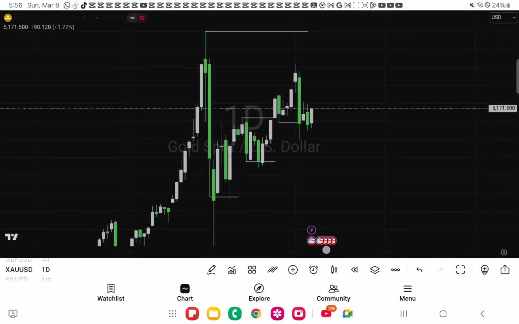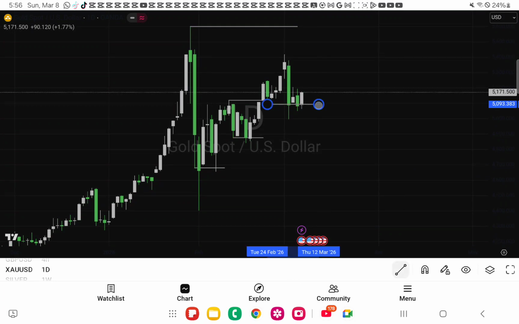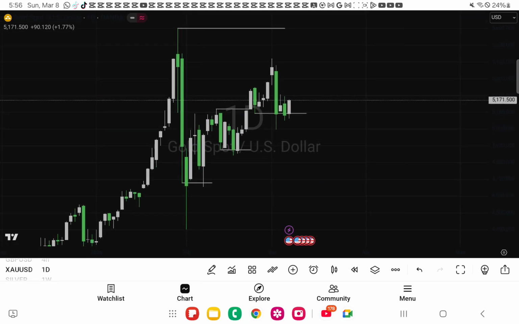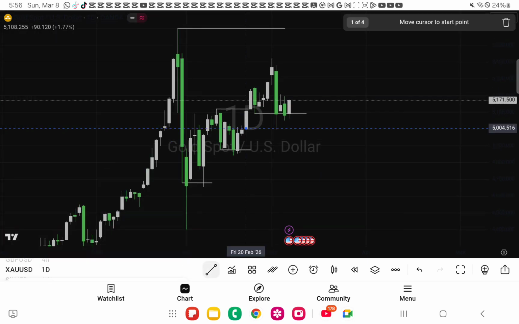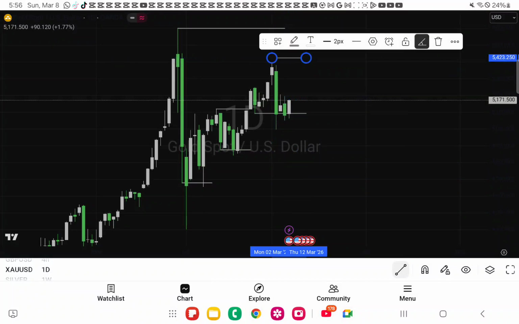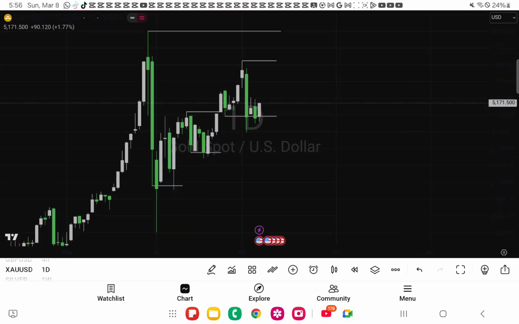That's my view on gold. My bias is still bullish. So next week, I'll be looking for more buy opportunity. I have already a liquidity sweep on this low. So I'll be looking for more buy opportunity next week. This will be the first draw on liquidity. And this is the next one. This is the final draw on liquidity.